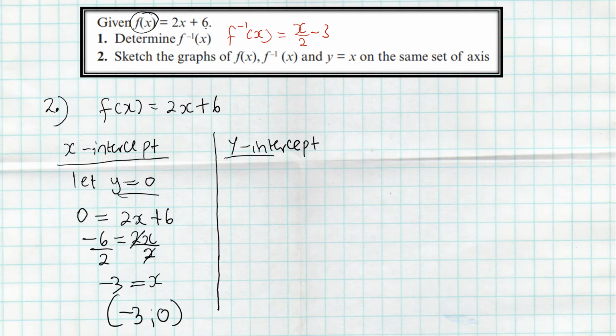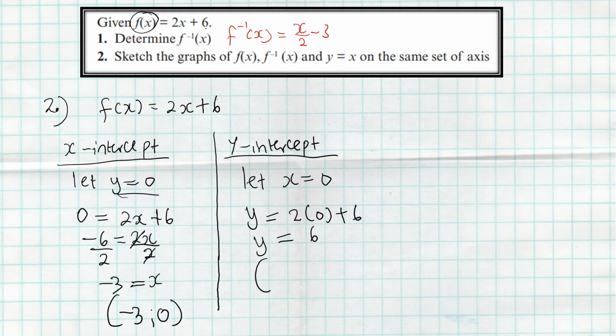Okay. To get my y-intercept, we let x be equal to 0. So where there is x, I'm going to put 0. Then it's 2 times 0 plus 6, so my y-intercept will be 6. So the y-intercept coordinate: x was 0, then my y was 6. So these are my x-intercept and y-intercept. Okay, so I can go and sketch this graph.